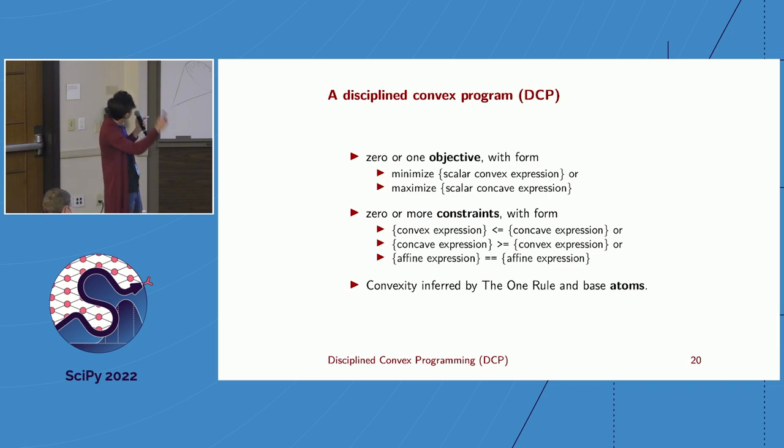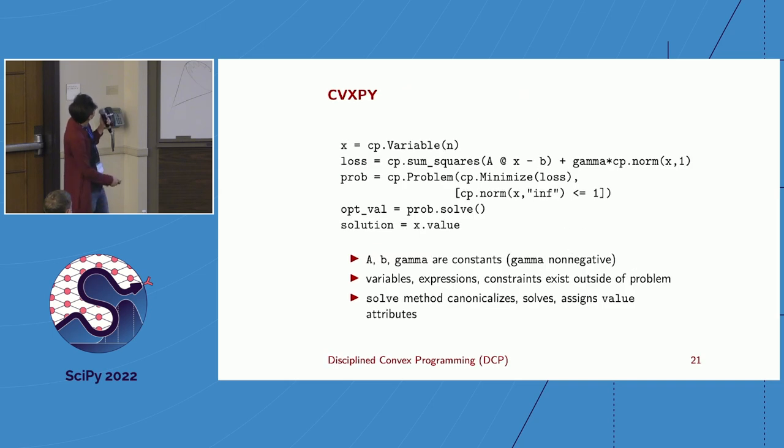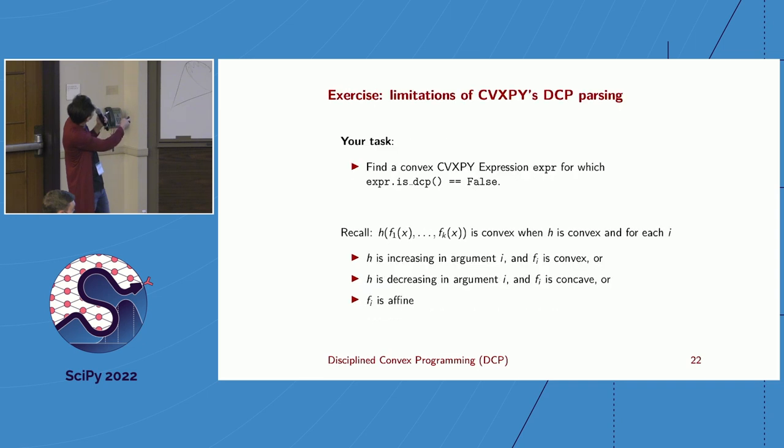But given all that framework, with CVXPY, you minimize some convex objective or maximize some concave objective. You have constraints that are expressed with these binary operators, less than or equal to, greater than or equal to, double equals. And CVXPY is going to parse the whole problem from the bottom up to determine if it's going to accept it. You've already seen the vague appearance of CVXPY.